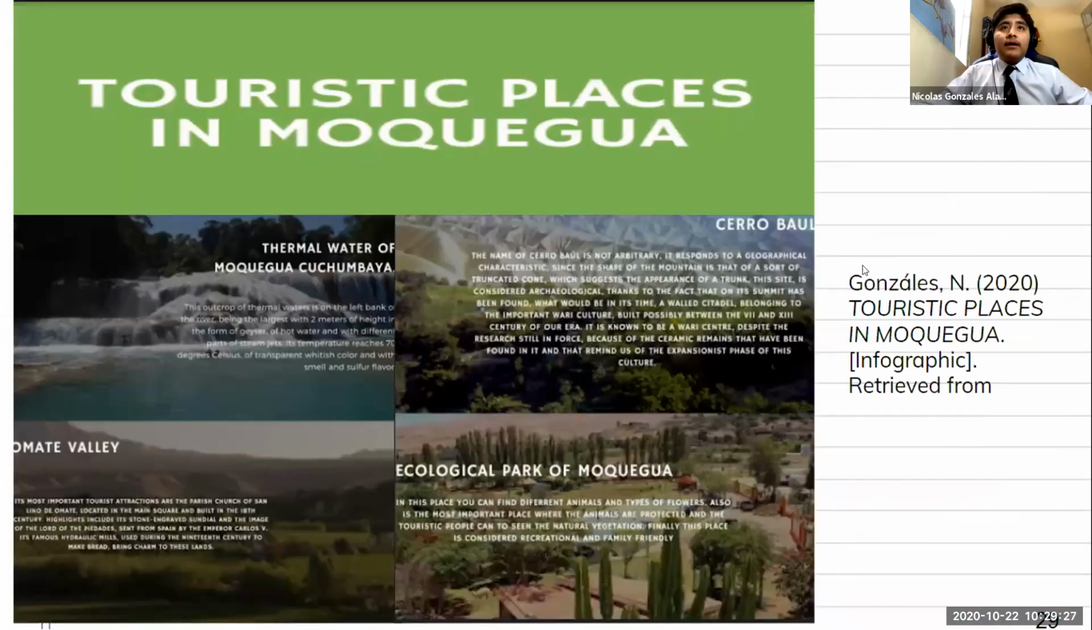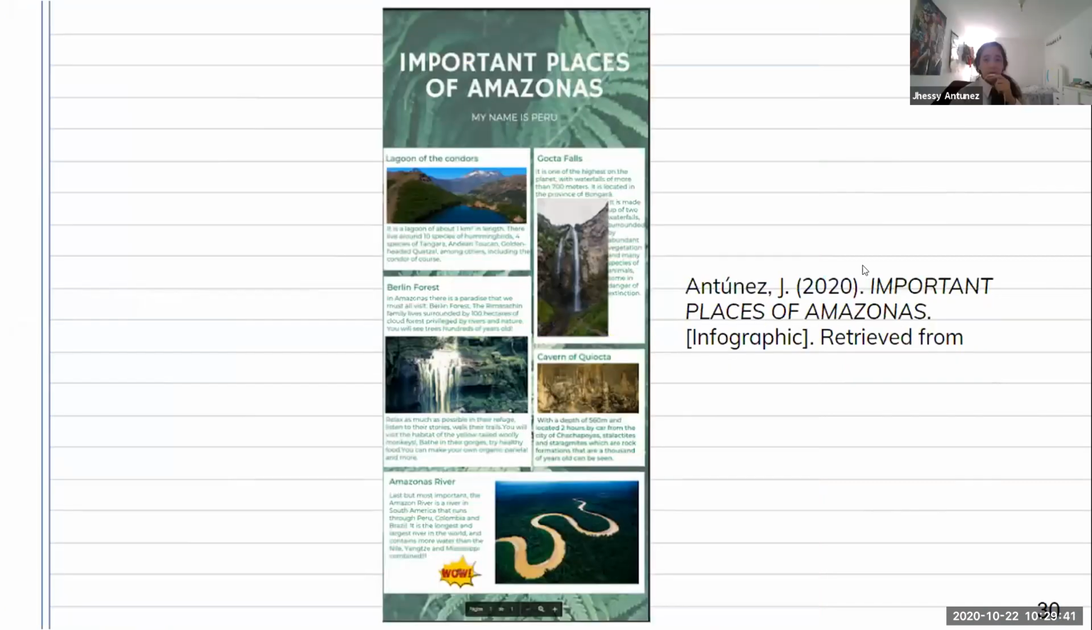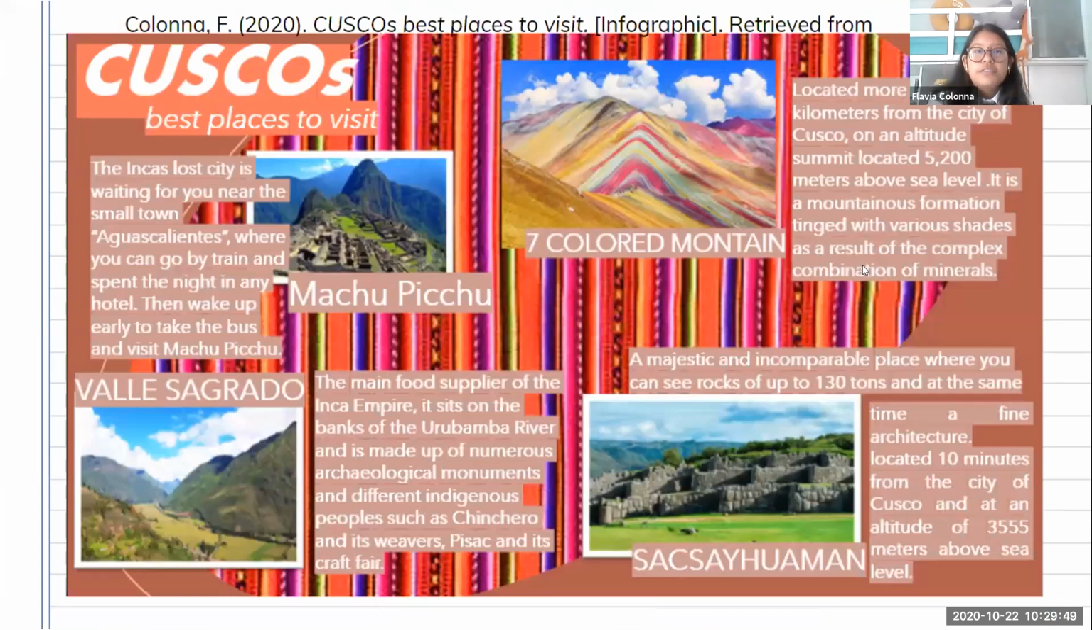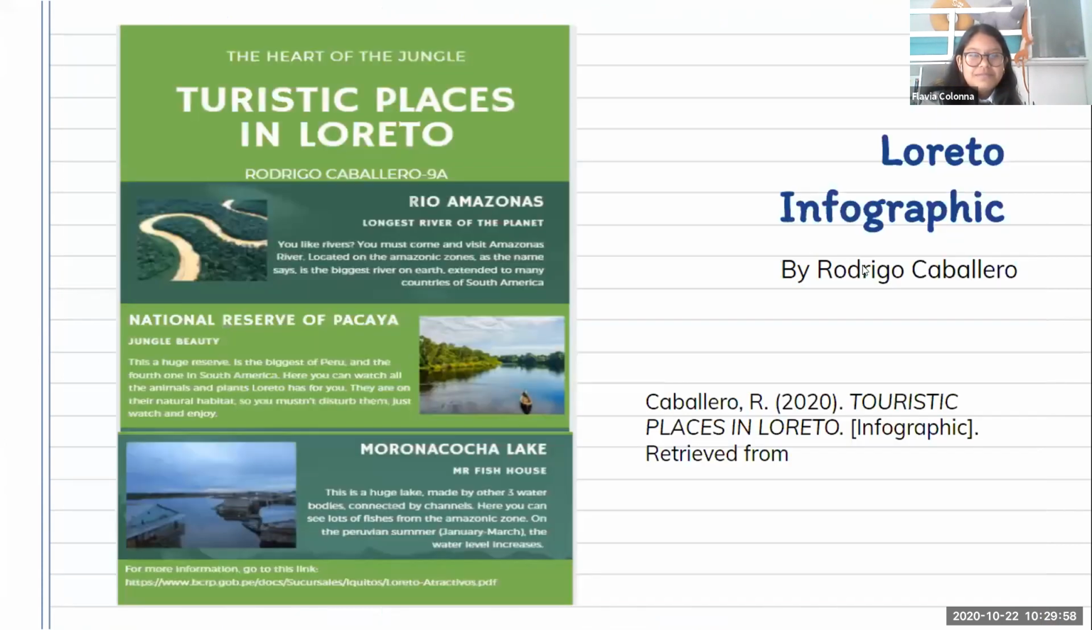This is my infographic about the touristic places in Moquegua. For example, we can find the thermal water of Moquegua, Cuchumbaya, Tomate Valley, Ecological Park of Moquegua, and Cerro Baúl. This is my infographic in which I put 5 important touristic places of Amazonas. This is my infographic about Cusco. I decided to include the best places to visit, so when tourists go, they couldn't miss these places because they are beautiful. This is my infographic about Loreto, in which I included 3 main places which, from my point of view, will be of interest to the tourists.